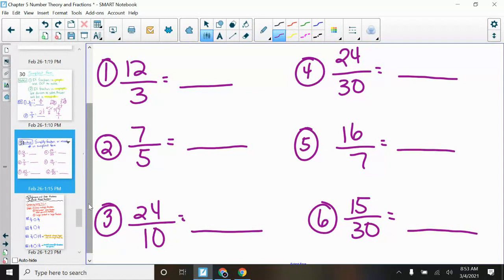See what I'm saying? Don't erase your work. I like seeing your work. Work's important to me. It lets me see what your brain is thinking. And then that's the final answer. But yes, you're doing it correctly.